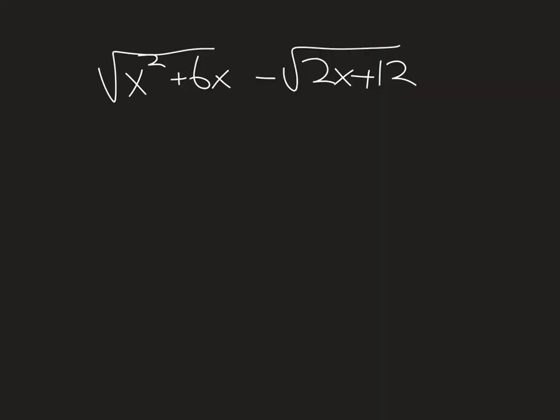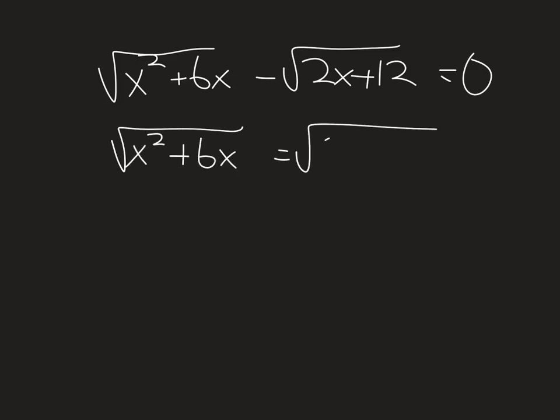Ooh, now this one, I forgot to finish. That's supposed to be equal to 0. So we have a square root minus a square root. That's a little bit scary, but let's just put them on different sides and see what happens. So now we just have square root equals square root.